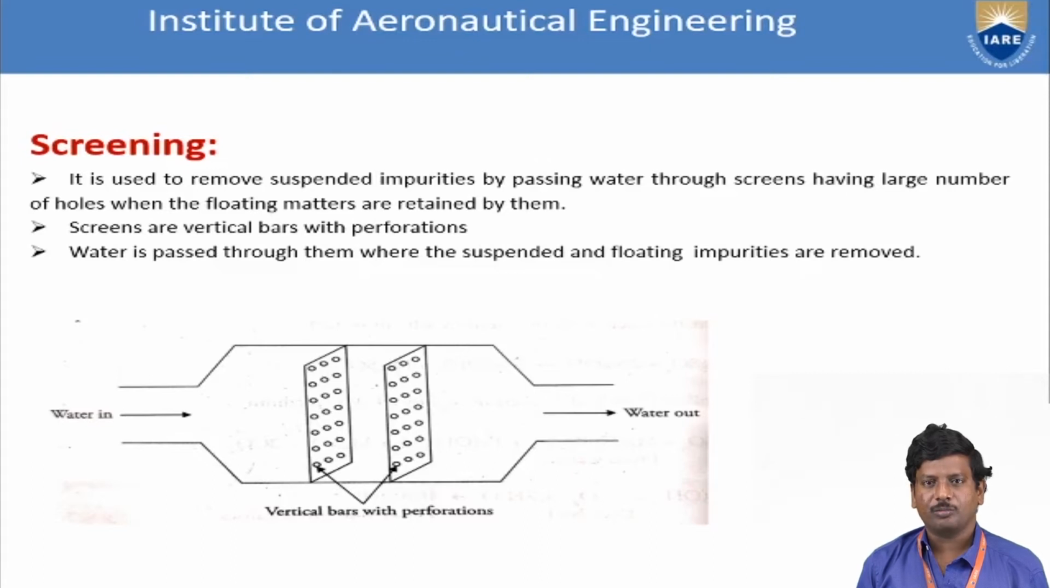In the diagram, water enters from the left side, and centrally there are vertical bars with perforations, like small holes, and the right side is the water outlet. That means initially the water flows from the left side and is introduced to the first vertical bar, and then to a second vertical bar, where suspended impurities are filtered, and then the water outlet. So by the screening phenomenon we can remove the suspended particles.